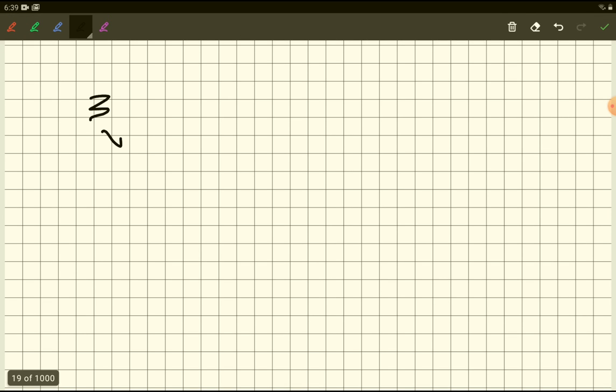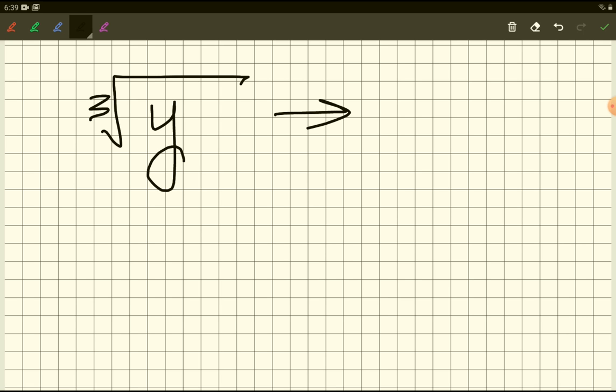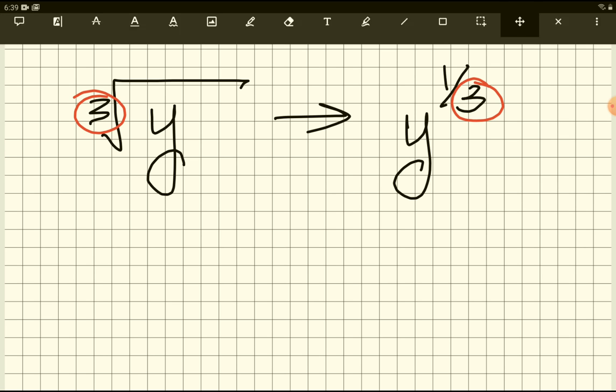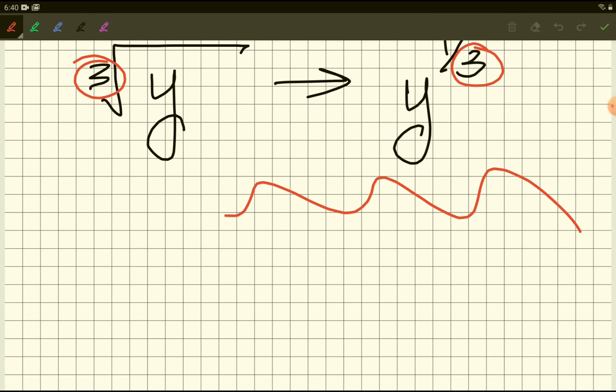Let me do another one. Say I have the cube root of y. If you want to get rid of that root but preserve the integrity of what it's saying, it would be y raised to the 1/3. So whatever number this is is actually the denominator. Okay, without further ado, let's do an example that involves differentiation and square roots.